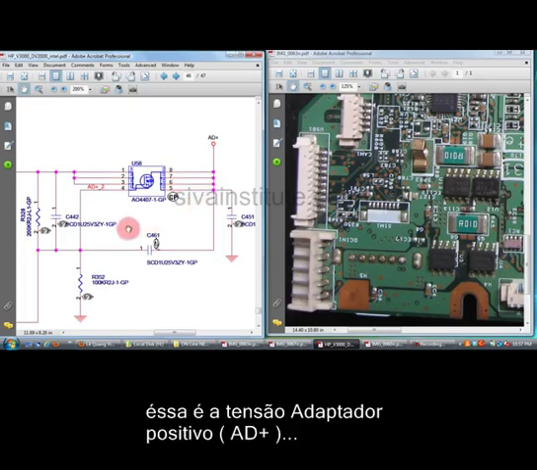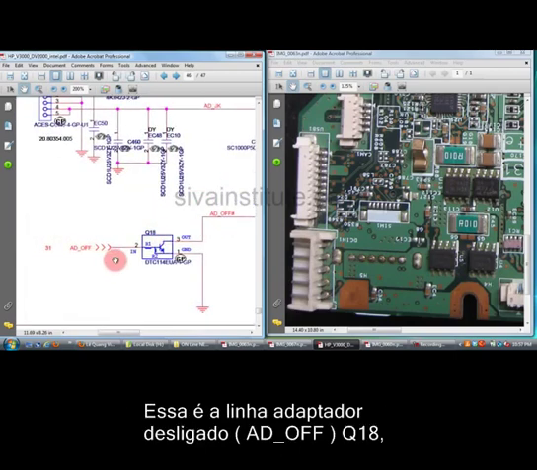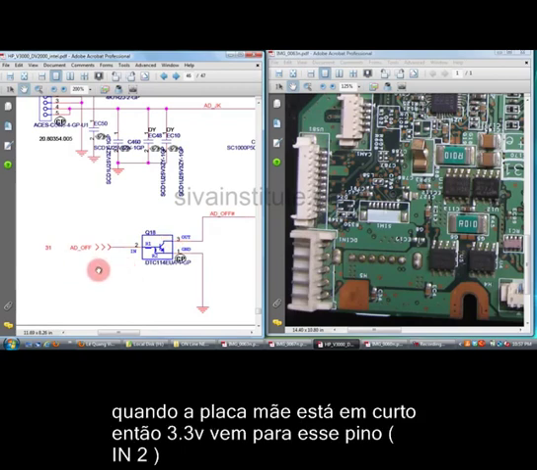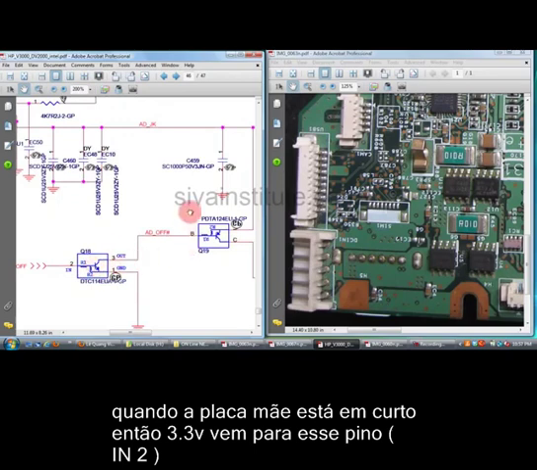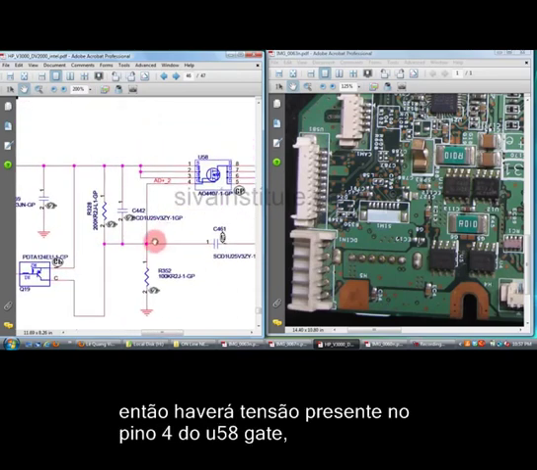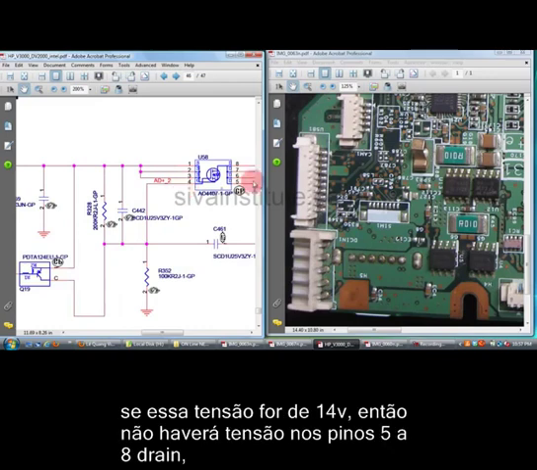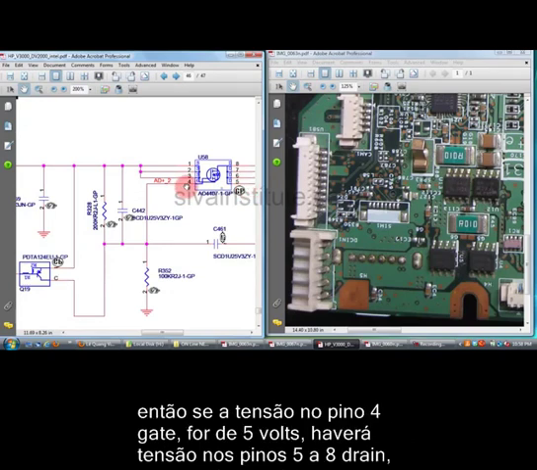This is adapter plus. This is adapter off, Q18. When the motherboard is short, this adapter off voltage of 3 volts comes to pin number 2 of Q18. When this voltage is present here, this voltage goes to 14 volts. When this voltage goes to 14 volts, this output voltage will not be present. When this voltage is 5 volts, this voltage will be present here.